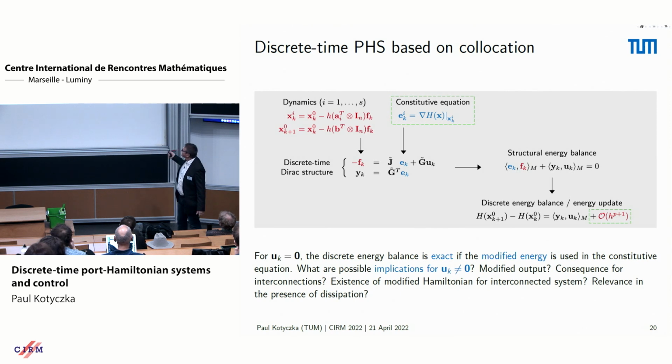Then, some thoughts here, as I mentioned: if u equals 0 and we would take the modified energy in the constitutive equation, we would have an exact energy balance. But do we want to always construct the modified energy function for an arbitrary nonlinear system? I don't know. So these are questions. What are the possible implications if u is non-zero? We could construct a modified output. A question is also what is the consequence of the type of interconnections. We haven't discussed this too much so far. If we interconnect on the level of the Dirac structures, well, basically no problem.